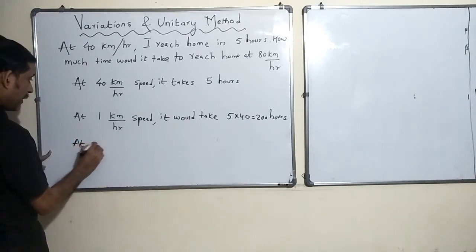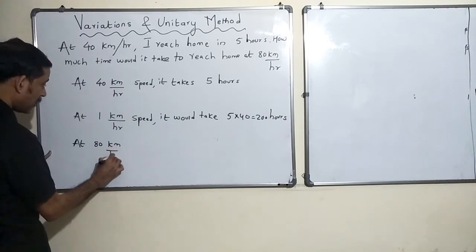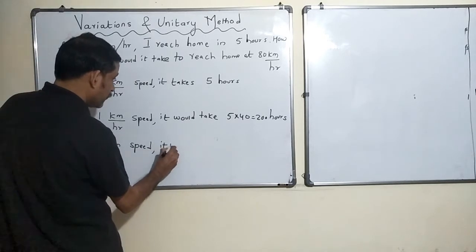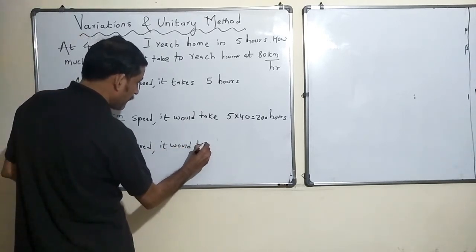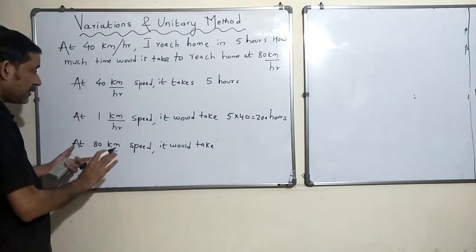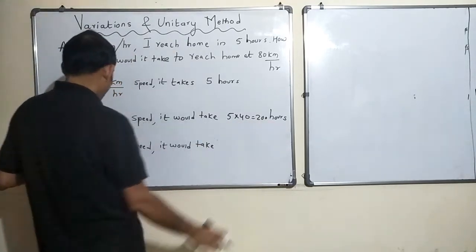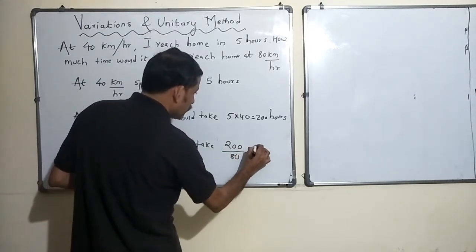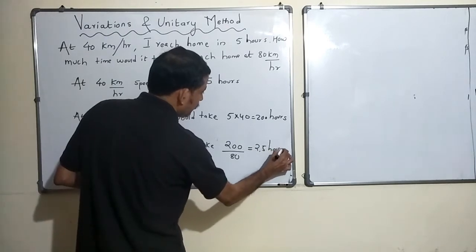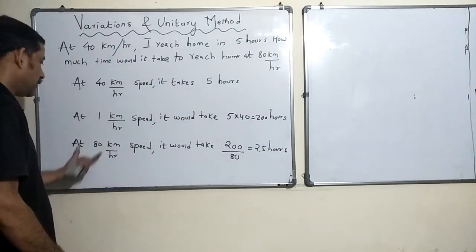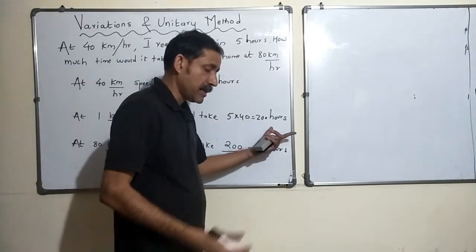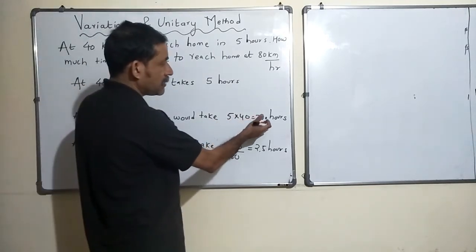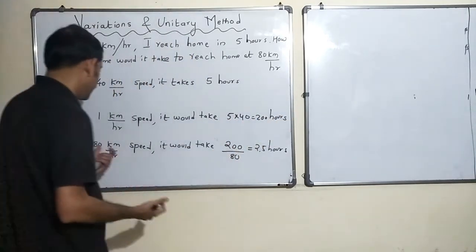At 80 km per hour speed, now you have suddenly multiplied the speed by 80. Earlier, at 1 km per hour, it was taking 200 hours. At 80 it would be 200 by 80, which is equal to 2.5 hours. Now this you will be able to relate, right? At 1 km per hour it takes 200 hours. If suddenly you go at 80, naturally you cannot multiply 200 by 80.